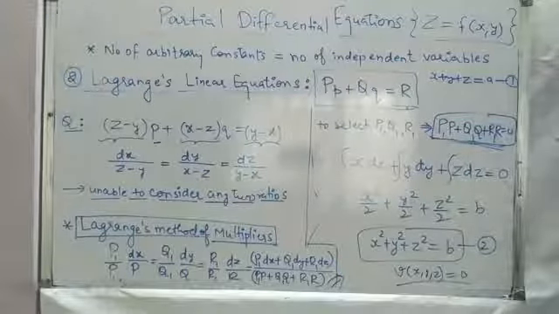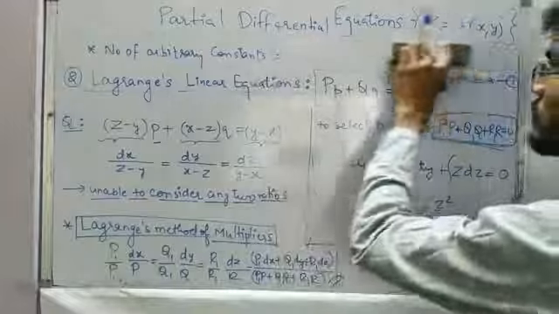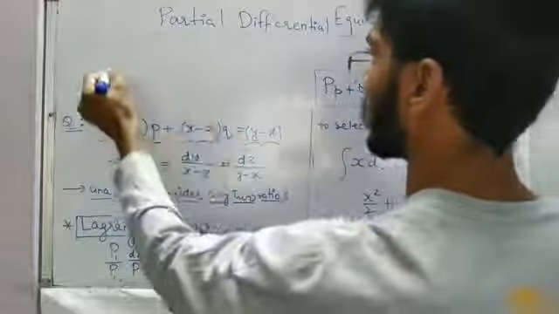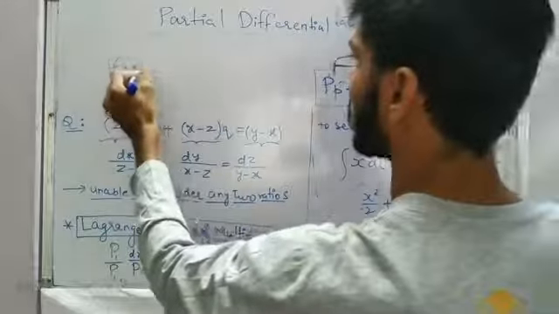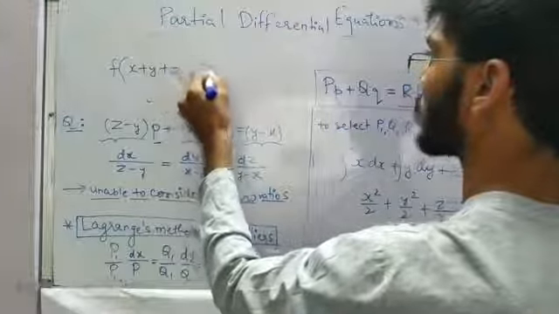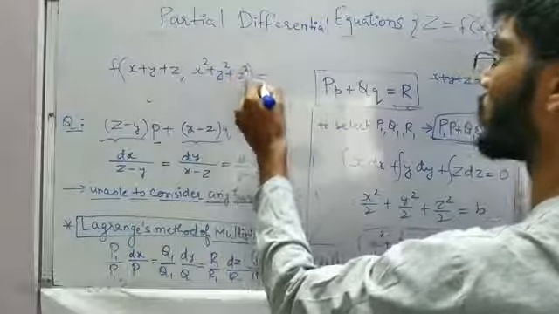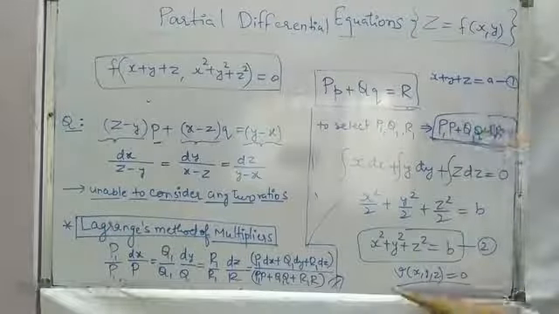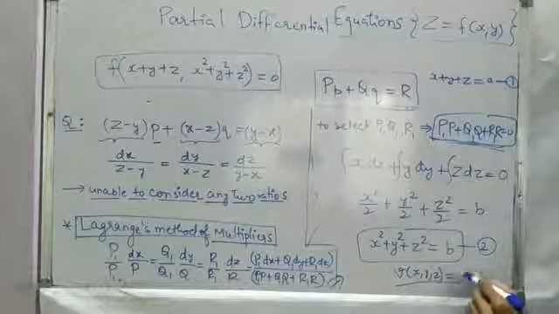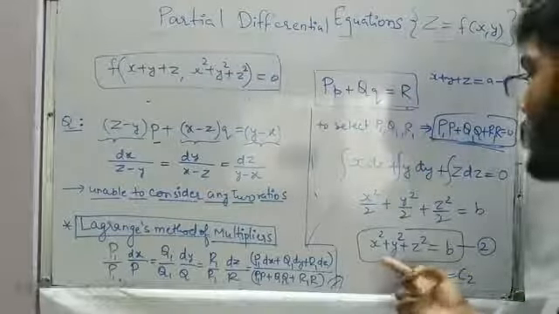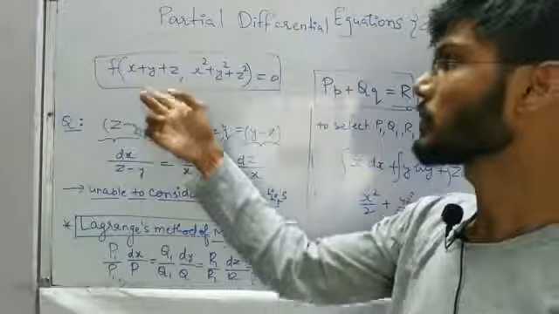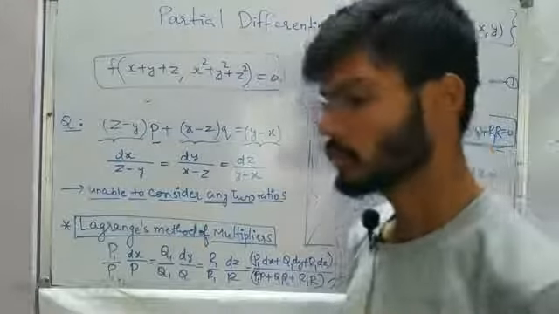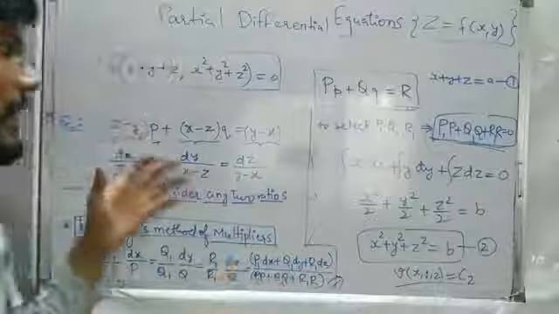So now we can write our general solution as f of u comma v is equal to 0. So u is nothing but x plus y plus z, and v is nothing but x square plus y square plus z square. On comparing with u of x comma y comma z is equal to c1 and v of x comma y comma z is equal to c2, we have u and v as x plus y plus z and x square plus y square plus z square. So f of u comma v is equal to 0. So we are going to end up with one arbitrary function. So that's how you have to make use of Lagrange's standard form.